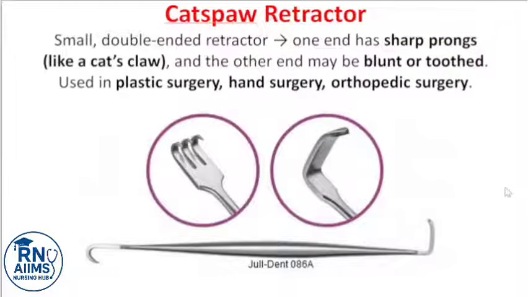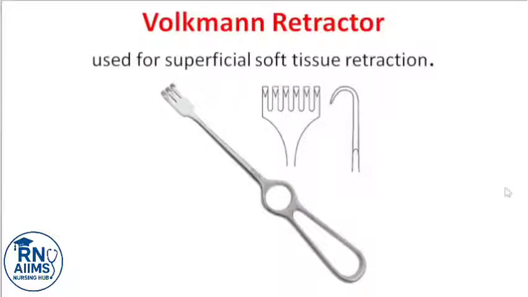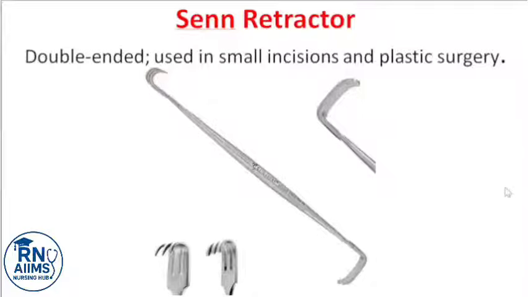Catspaw retractor, a small double-ended retractor. One end has sharp prongs and the other end may be blunt or toothed. Used in plastic surgery, hand surgery, orthopedic surgery, etc. Volkman retractor, used for superficial soft tissue retraction. Senn retractor, double-ended, used in small incisions and plastic surgery.